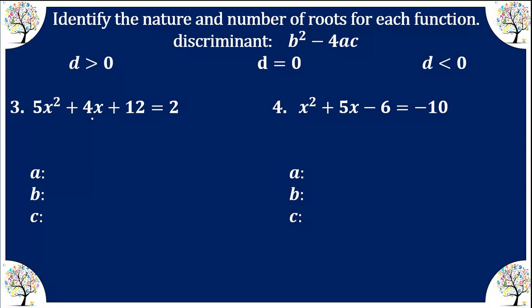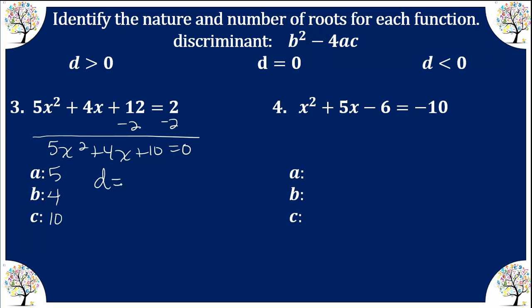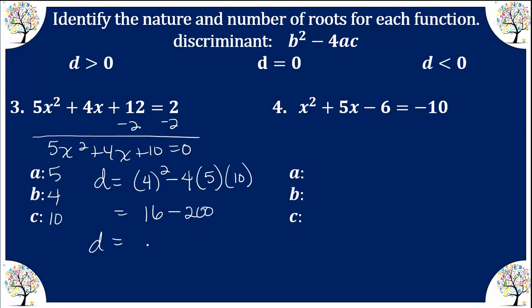Number 3, subtract 2. Identify your a, your b, and your c. Find the discriminant. b squared minus 4 times a times c. We square our b value. Our operator is subtract. We're going to have 4 times 5 is 20, and 20 times 10 is 200. Our d value is equal to negative 184.